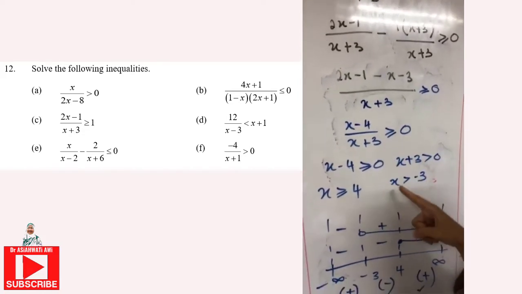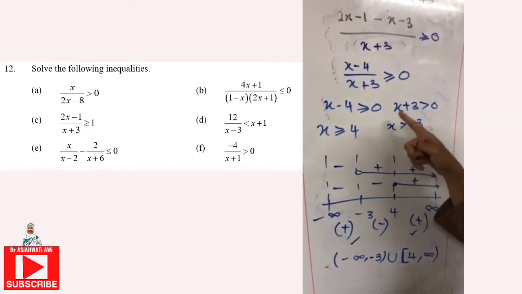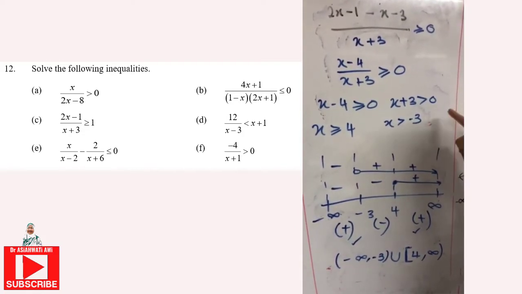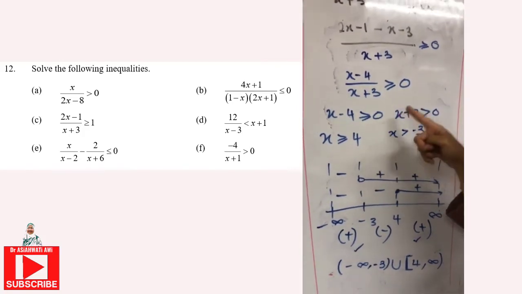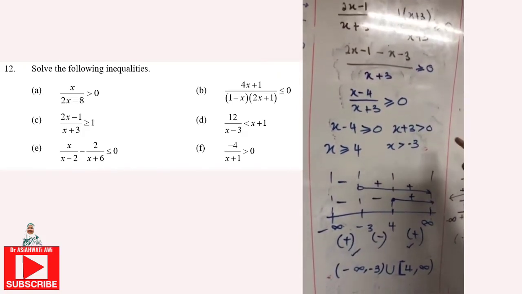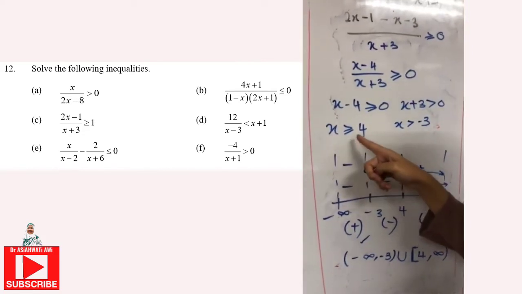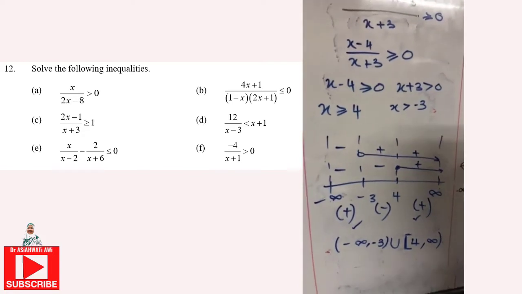Lepas tu kita pecahkan x minus 4 greater and equals to 0, and lagi 1, x plus 3 greater than 0. So dia tak ada equal sebab the denominator tak boleh equals to 0. So we got x greater and equals to 4 and x greater than negative 3.